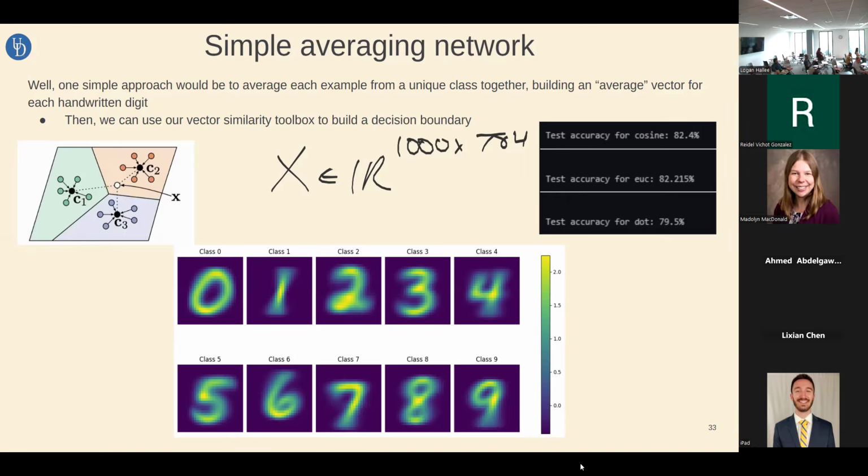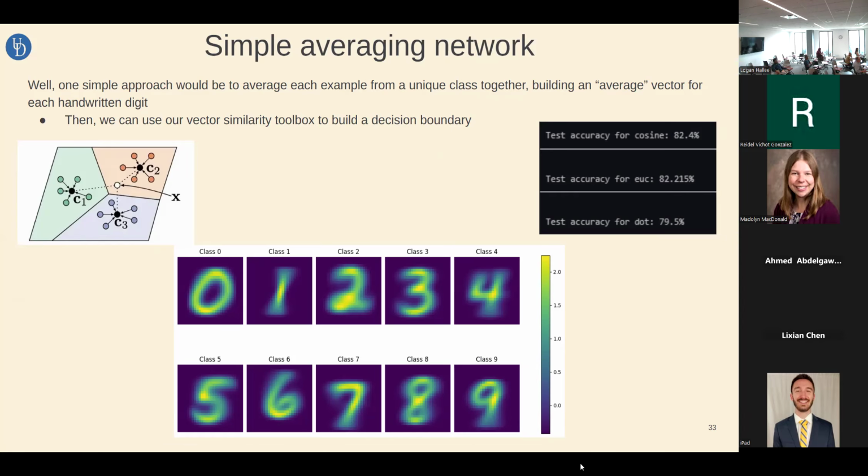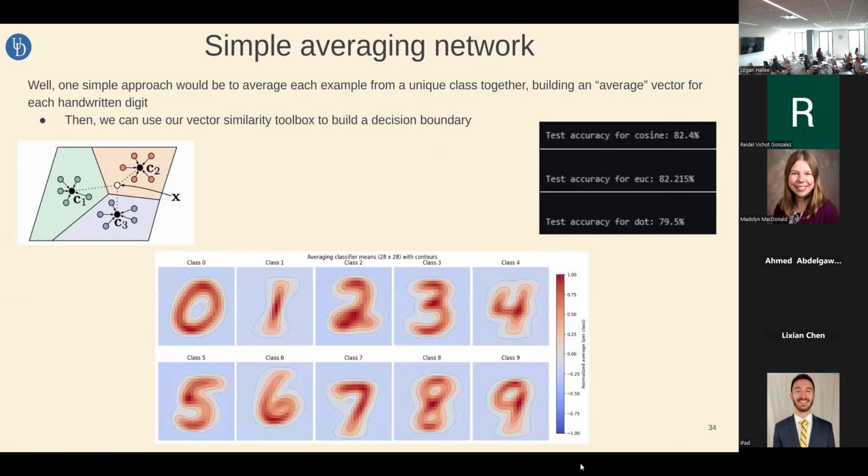Our averages here are these like C1, C2, C3, and whatever we're closest to is what we'll get. But again, like we said, not every decision boundary should be linear. Some things are non-linear. And so this is just, again, the decision boundaries of this method.